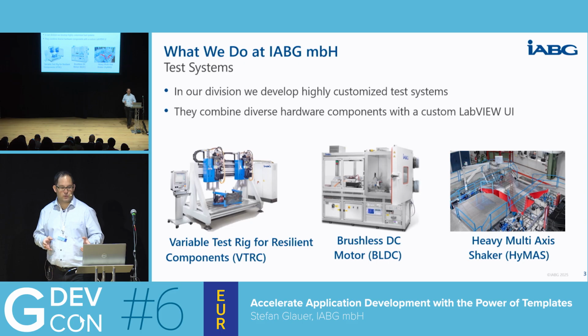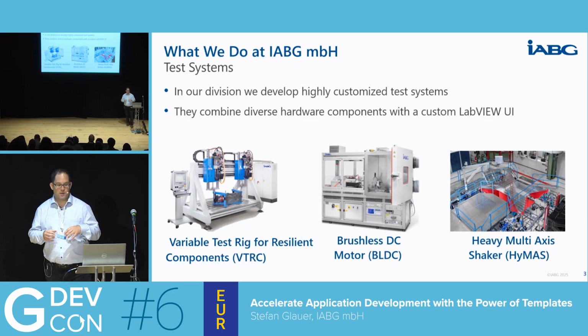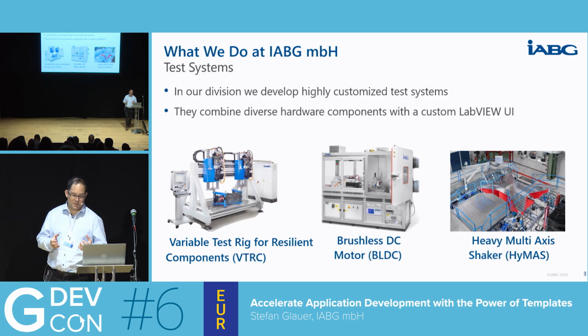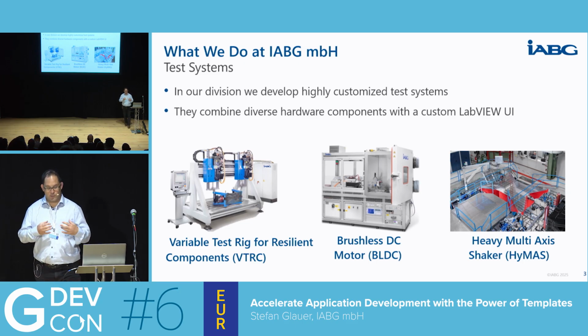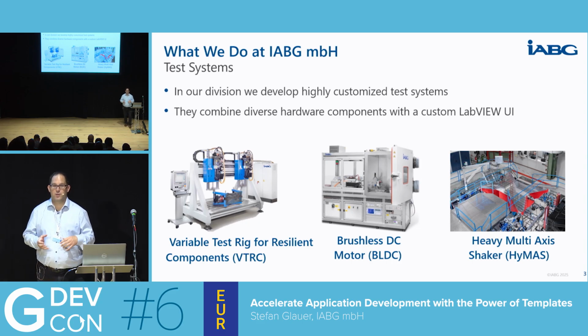On the bottom, you see 3 examples of our test systems. On the left, there's a spring and damper test system with 2 electrohydraulic actuators. In the middle, you see a brushless DC motor tester, which is using Varistand as a climate chamber. It has a power analyzer. On the right, you see the heavy multi-axis shaker. This is a 6 degrees of freedom earthquake simulation test bench.